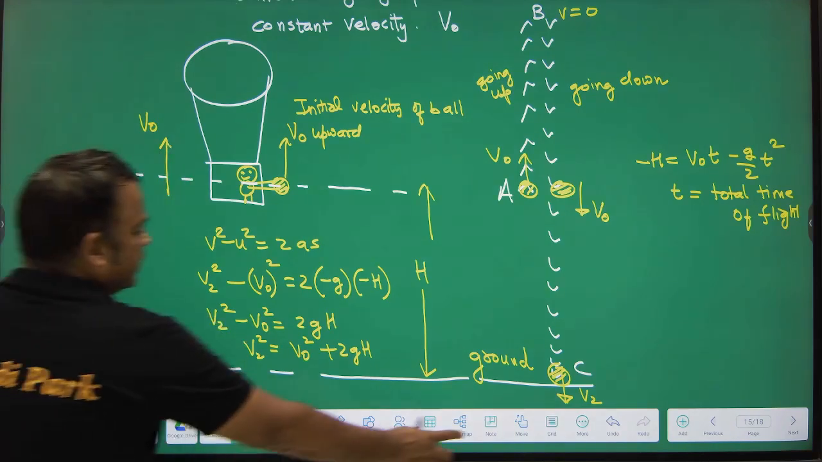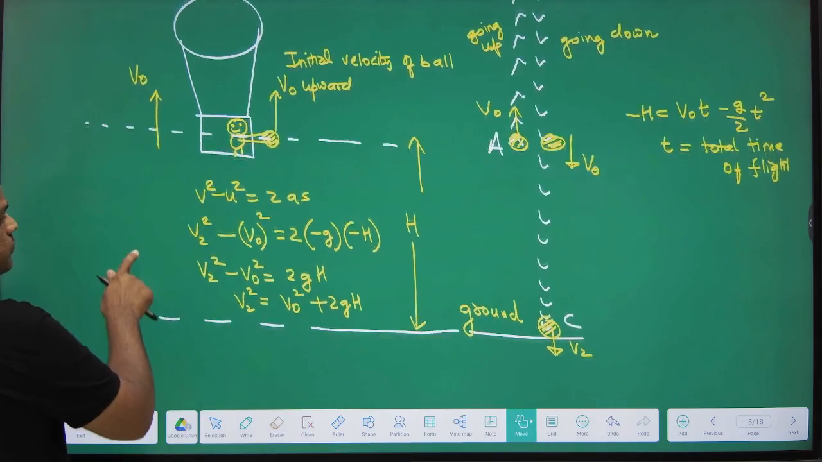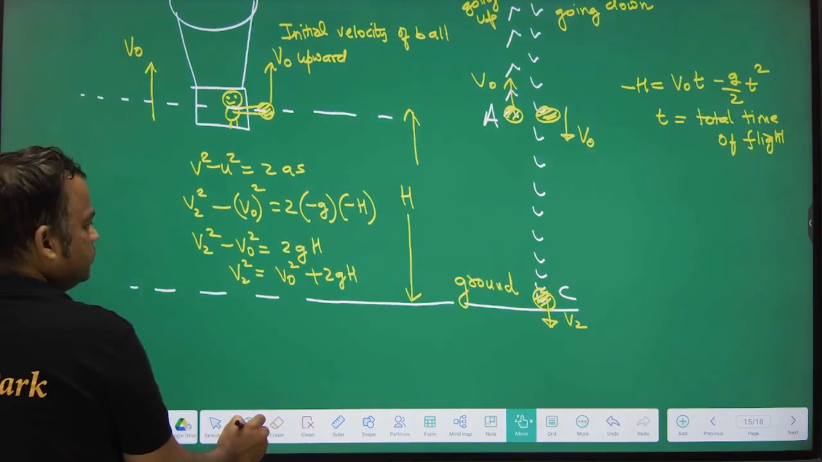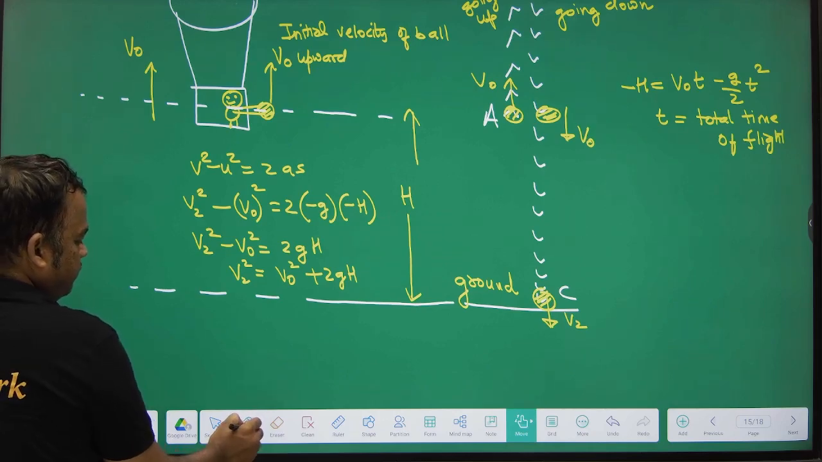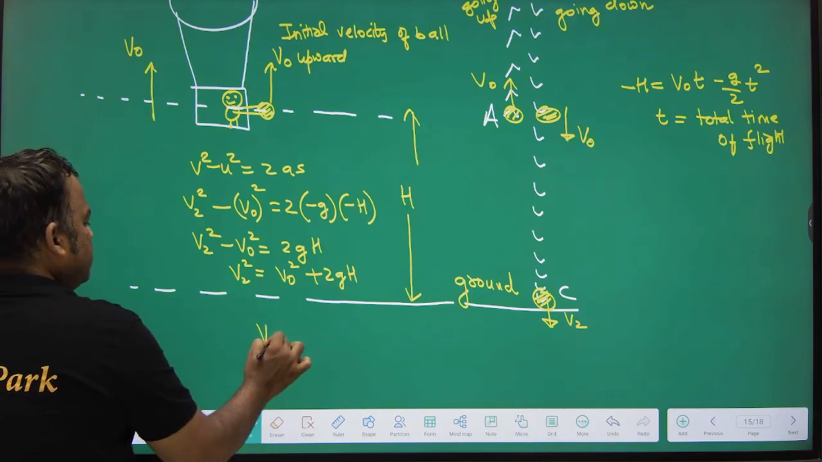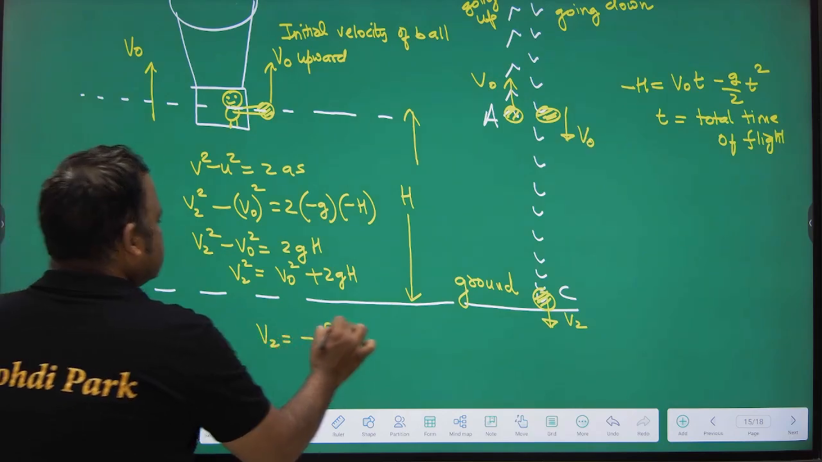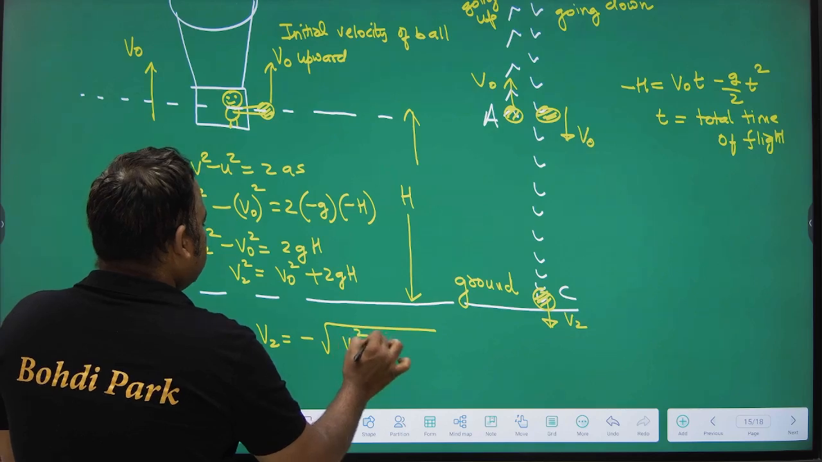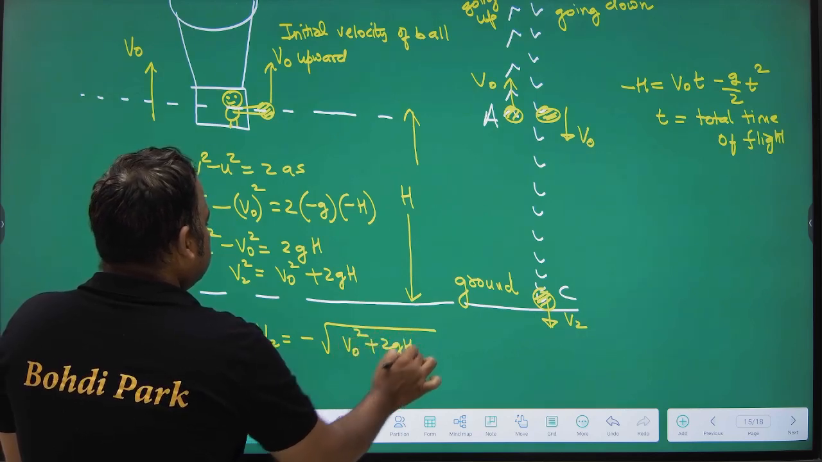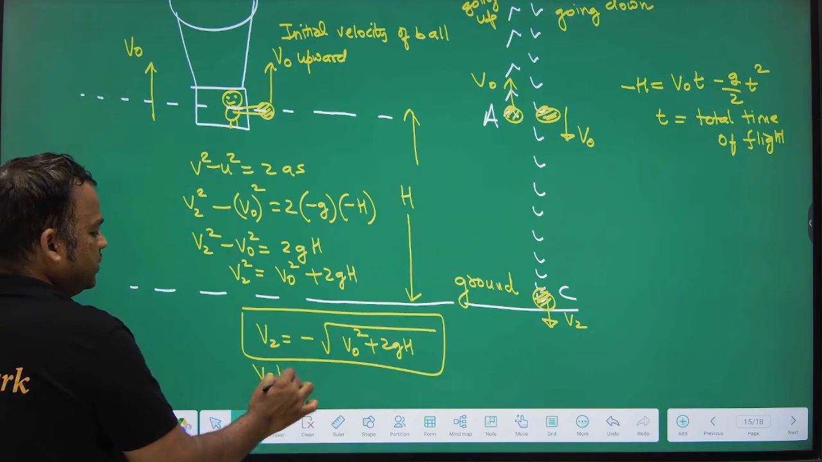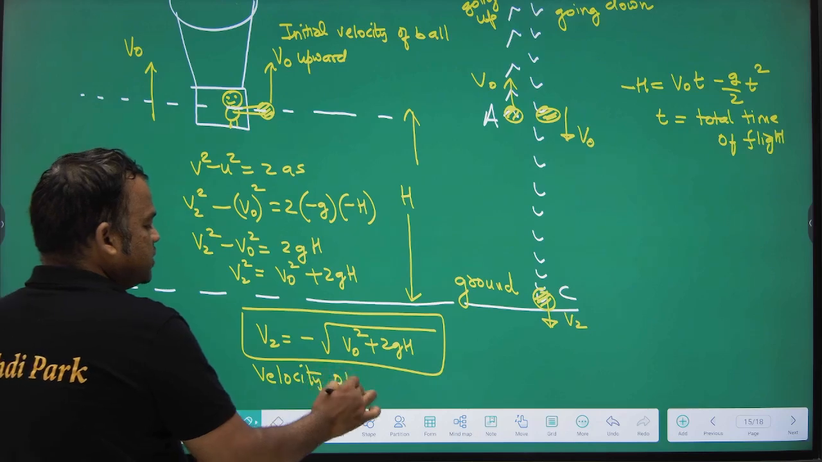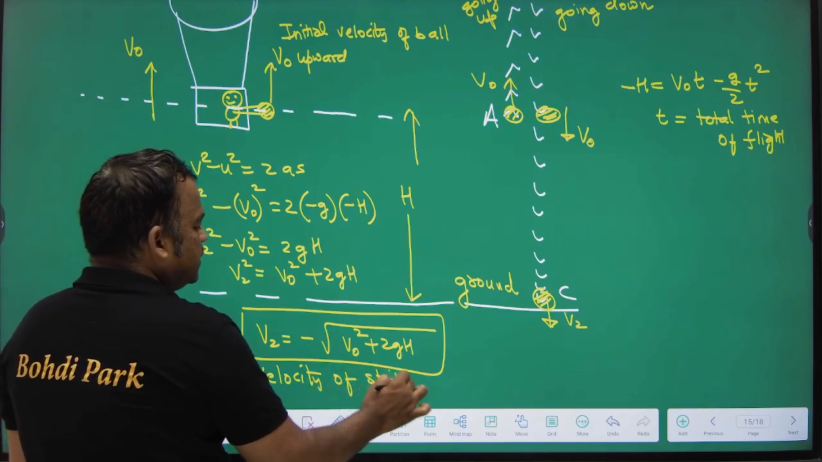So we can say V2 is equal to minus square root of V naught square plus 2GH. So this is the velocity of strike.